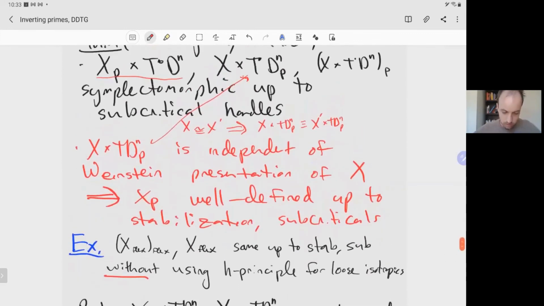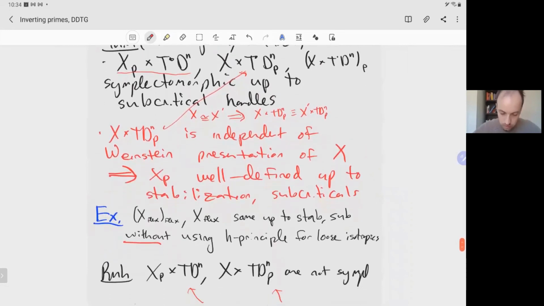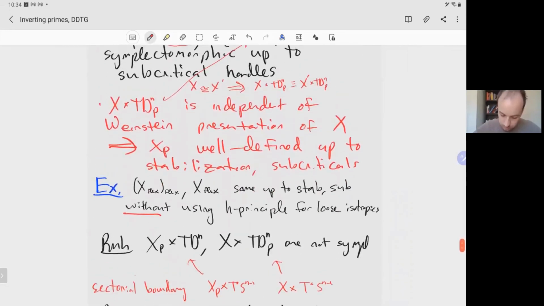So let me give a proof of this statement that these three spaces are the same. Oh, and also let me just point out that when you stabilize this Px, or you take the product of X with this P cotangent bundle of D^n, these are actually not symplectomorphic. You actually need to add subcritical handles to make them the same in general.